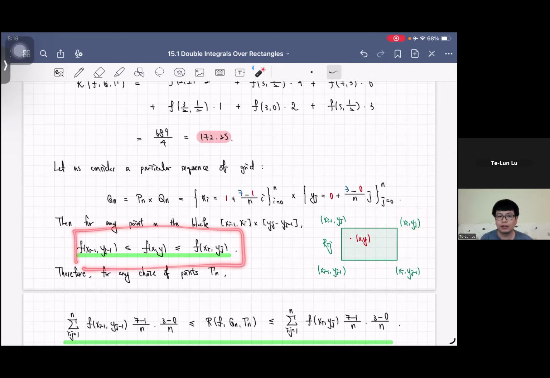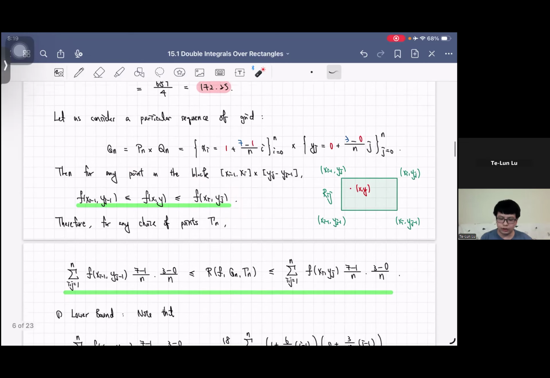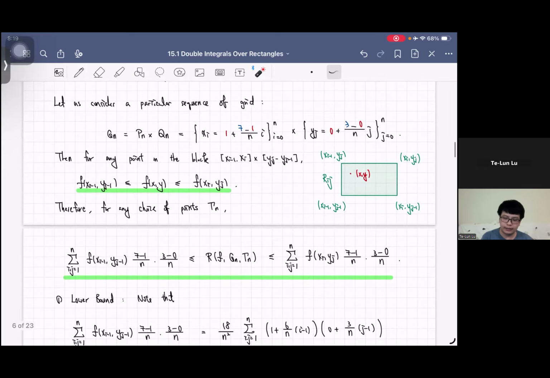f of (x_{i-1}, y_{j-1}) will be less than or equal to f of (x, y), which will be less than or equal to f of (x_i, y_j). Now, how is that useful? It is useful in the sense that (x, y) is an arbitrary point, right? We cannot really evaluate it. However, x_i and y_j are given, in particular formats. So we can do some evaluation.